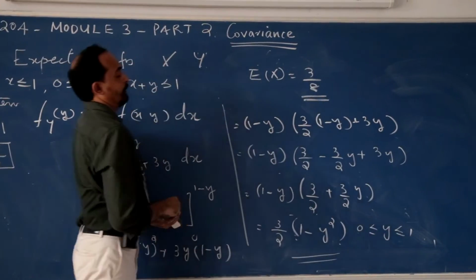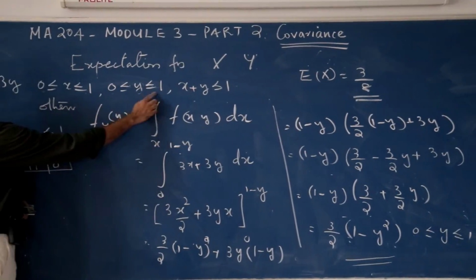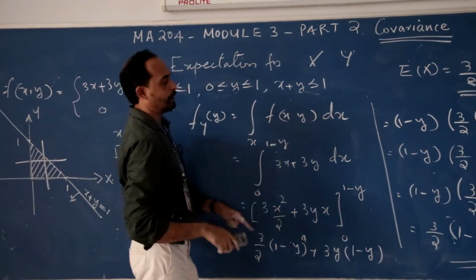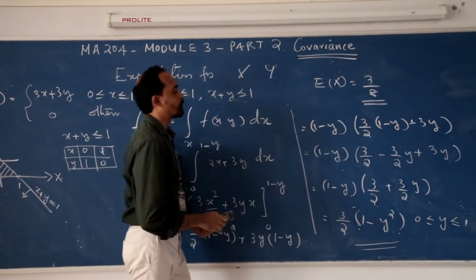Whenever we define the marginal distribution function, we are taking the full range, not the specified range. So here y varies from 0 to 1. 3/2 into (1 minus y) the whole square.